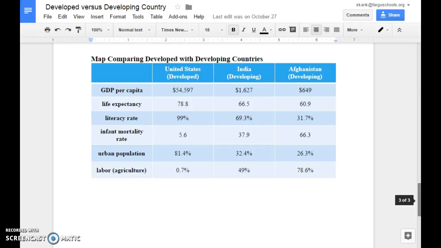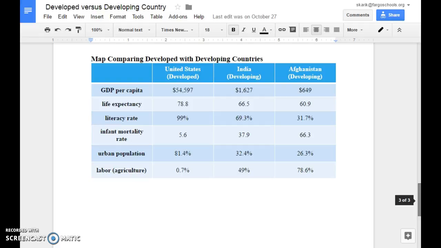If we look at life expectancy, in the United States we're just under 80 years. In India, they're at 66 and a half. And Afghanistan is just over 60 years of life expectancy. Literacy rate, the United States is at 99%, India 69.3%, and Afghanistan 31.7%. Infant mortality rate in the United States, 5.6 deaths for every 1,000 births. In India, 37.9 deaths for every 1,000 births. And in Afghanistan, 66.3 deaths for every 1,000 births.